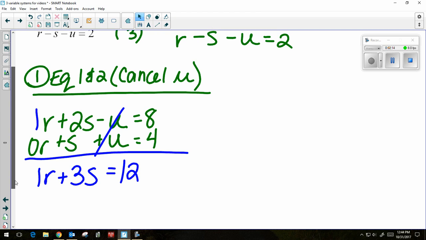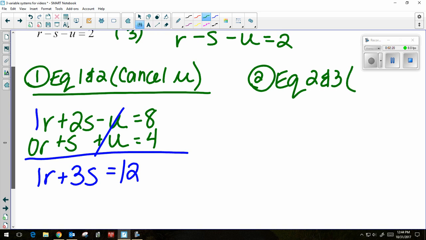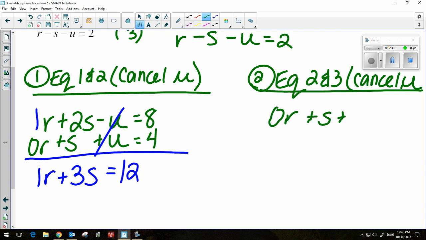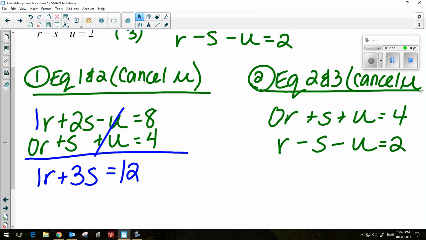So now I'm going to do the same thing, but I'm going to choose equations 2 and 3. Remember, you have to cancel the same variable, but you can do this in other ways. You can match different equations together, or you can cancel the s's instead of the u's. That's up to you, but you will end up with the same answer. So equation 2 was 0r plus s plus u equals 4, and equation 3 is r minus s minus u equals 2. These are set up to be canceled right away.